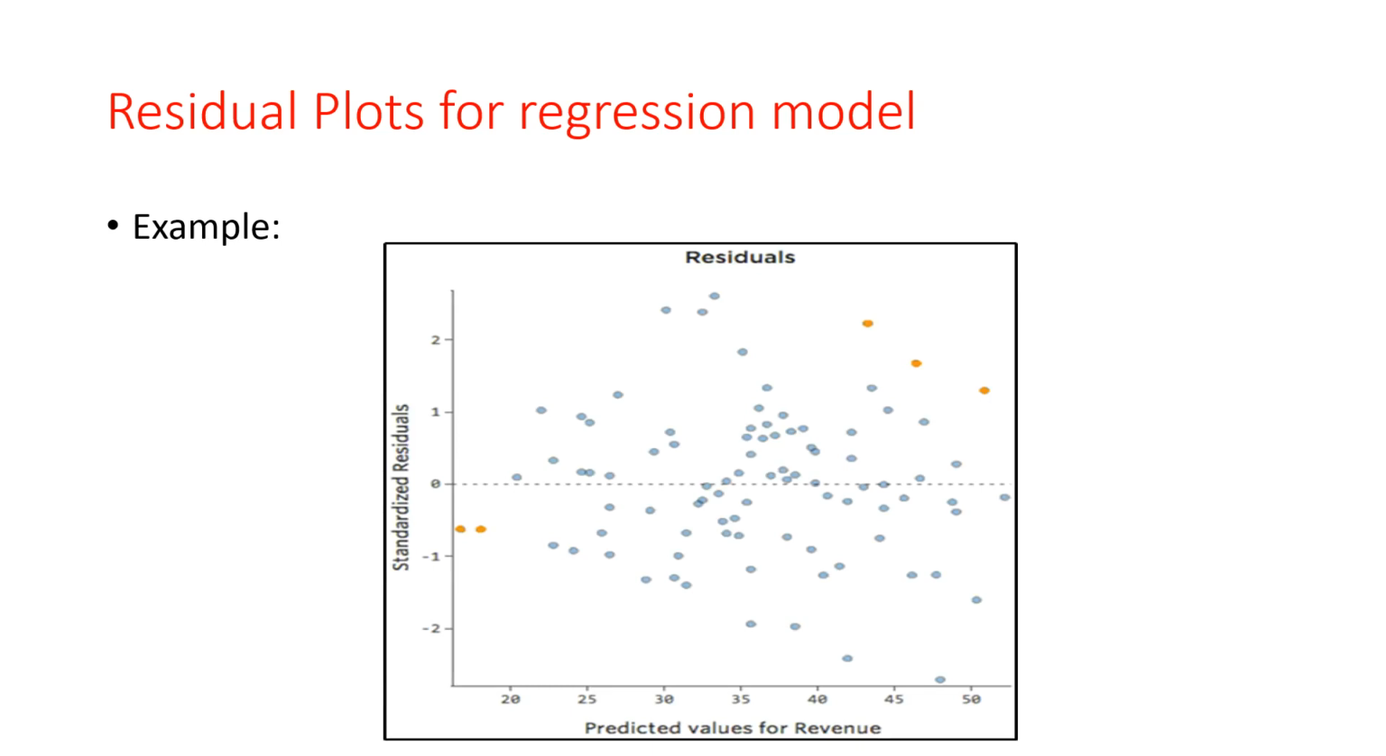See here in the residual plot, the typical residual plot has the residual values on the y-axis and the independent variables on the x-axis. So this is a good example of what a typical residual plot looks like. The line is called a residual plot.